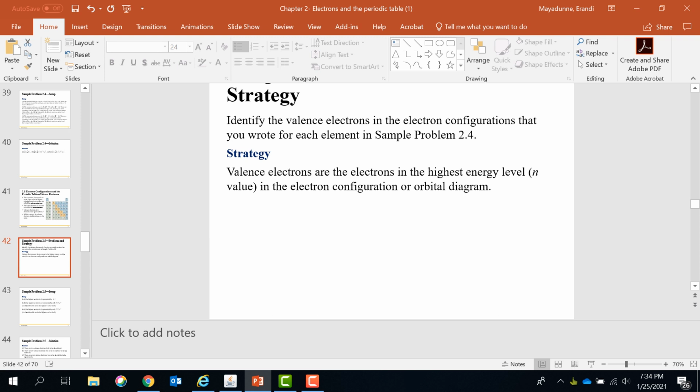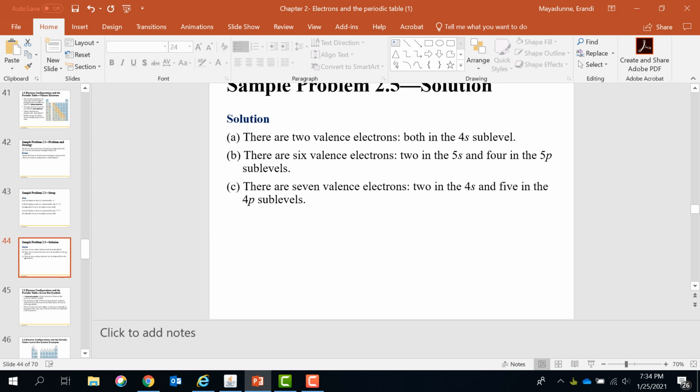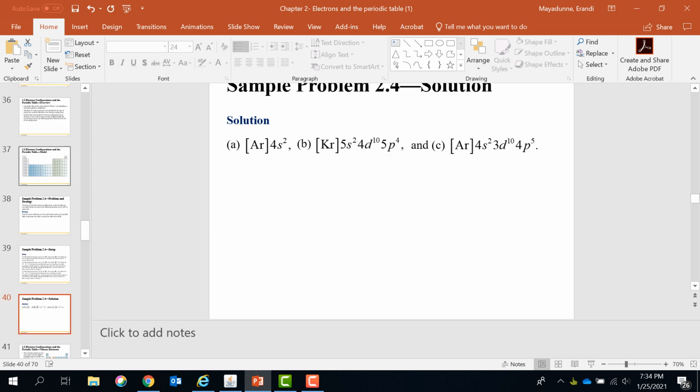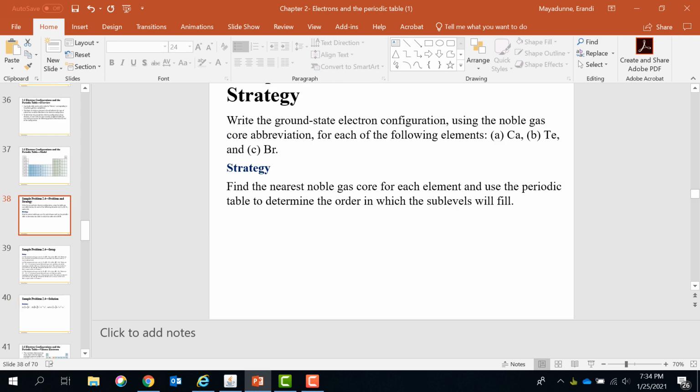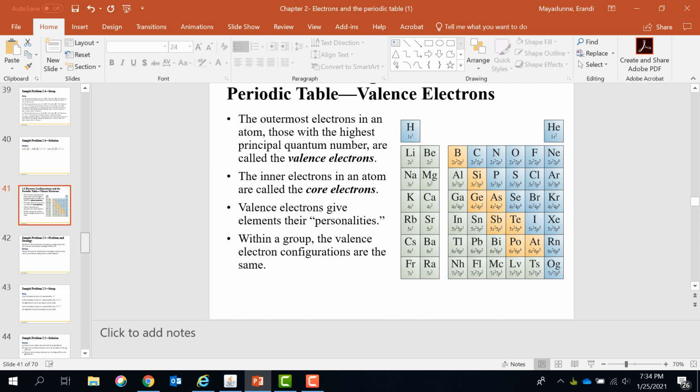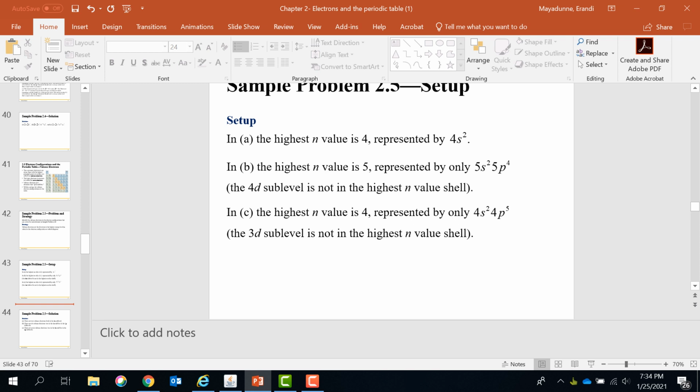Identify the valence electrons. How do you calculate the valence electrons? Like calcium, in this question, it has 2 electrons. Tellurium, where's tellurium in the periodic table? Tellurium is in group 6, so 6 valence electrons. Bromine is in group 7, so 7 valence electrons. Group number equals the valence electrons.